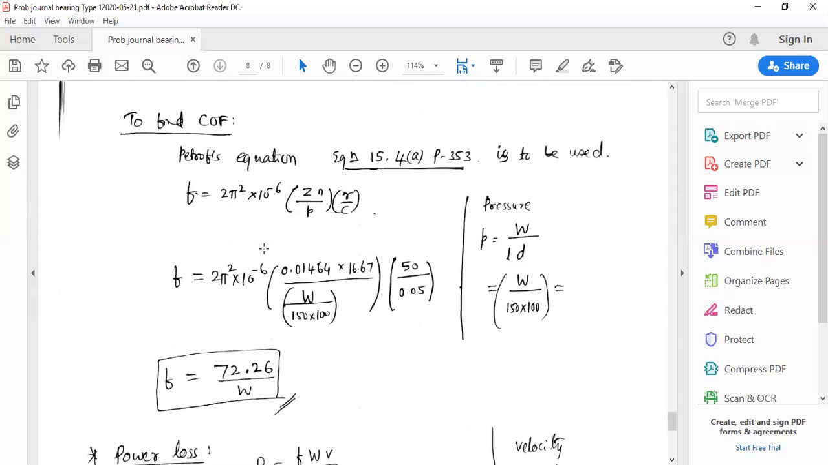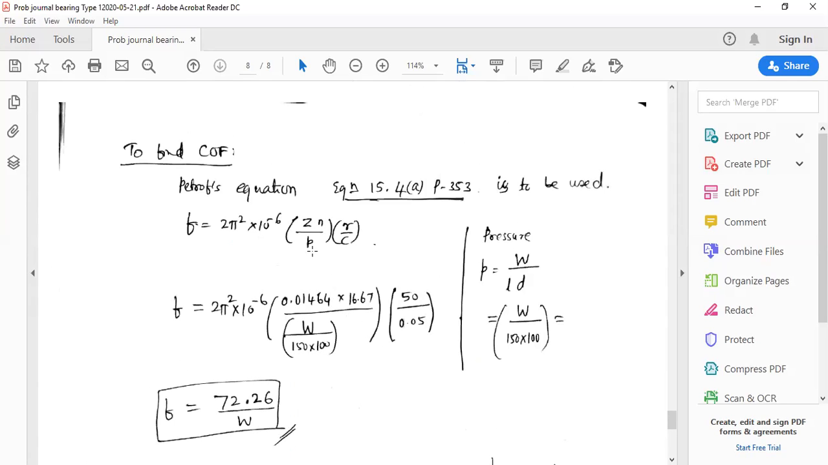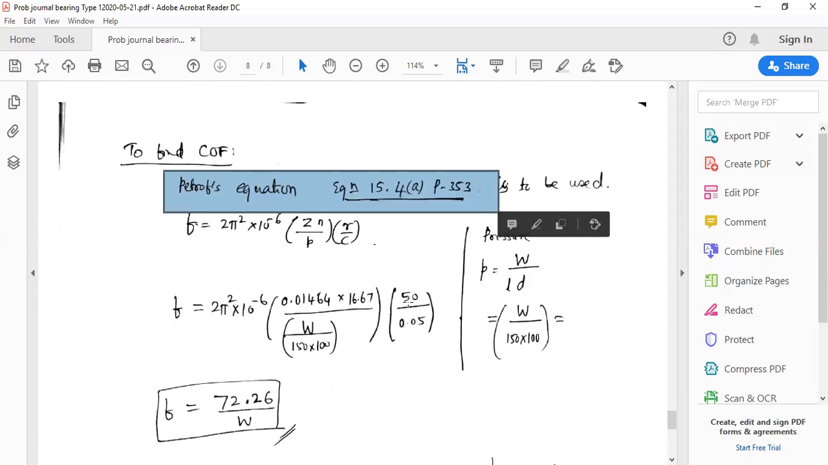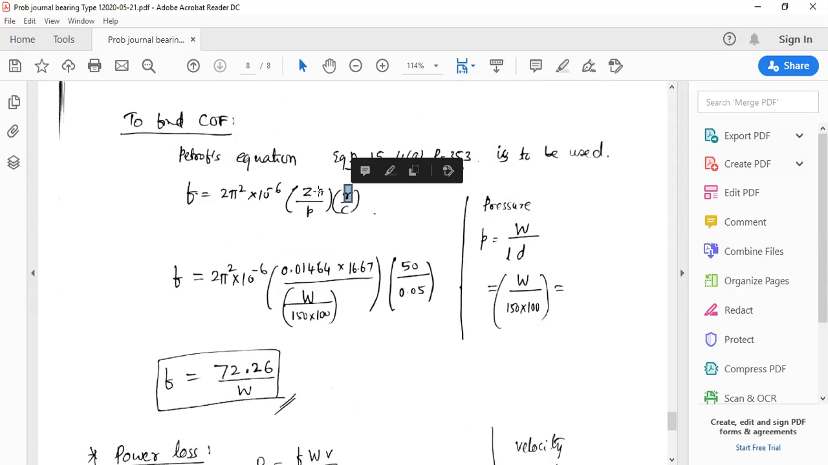The next thing we have to go for is the calculation of the coefficient of friction. Why is this coefficient of friction required here? Power loss is to be calculated, so the value of F is essential. Since the Petrov's bearing is given, we have to use Petrov's equation 15.4a, page number 353. In this equation, 2 pi square into 10 raised to minus 6, Z is the absolute viscosity calculated, and N is RPS, 16.667, and the pressure P is unknown. So we have to calculate it, and that value is W divided by L into D.